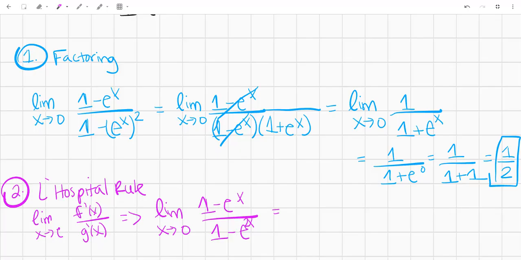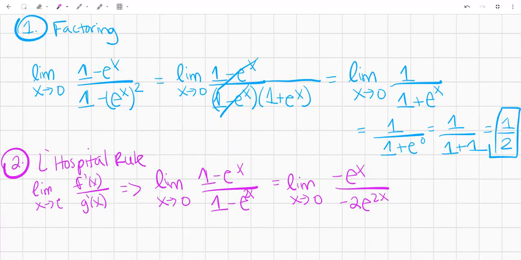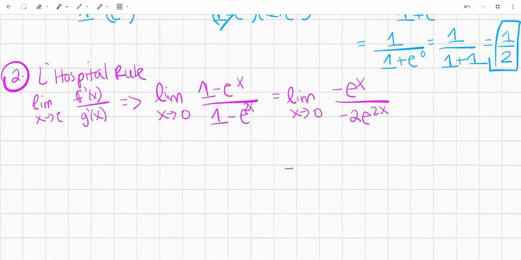The derivative of 1 minus e to the x is just negative e to the x. The derivative of 1 minus e to the 2x is just negative 2e to the 2x. We can now evaluate by plugging in 0.